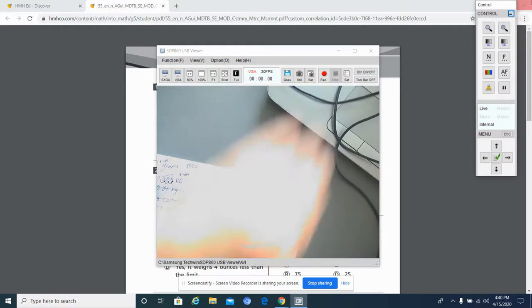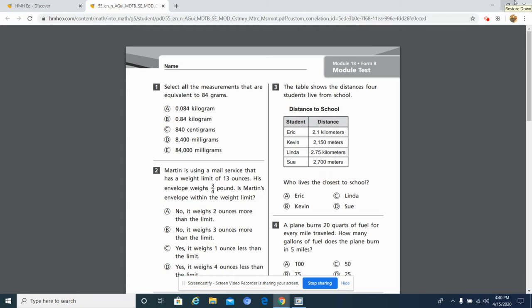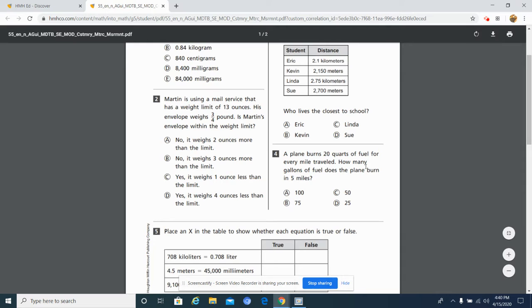Okay, let's go back here and see what it asks. Who lives the closest to the school? So that's going to be the person that has the distance that is the shortest. Well, Eric lives 2,100 meters from the school. Kevin lives 2,150 meters from the school. Linda lives 2,750 meters from the school. And Sue lives 2,700 meters. So Eric and Kevin are close. They're only about 50 meters apart, but we know that Eric at 2,100 meters is the closest to the school. So A is your answer.